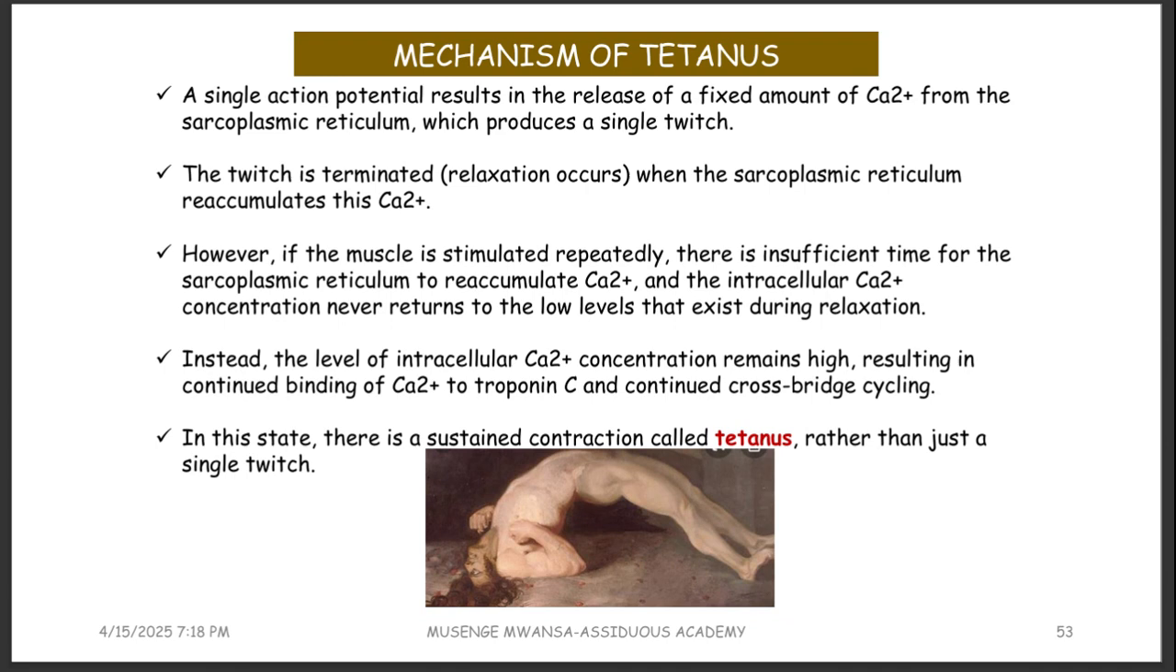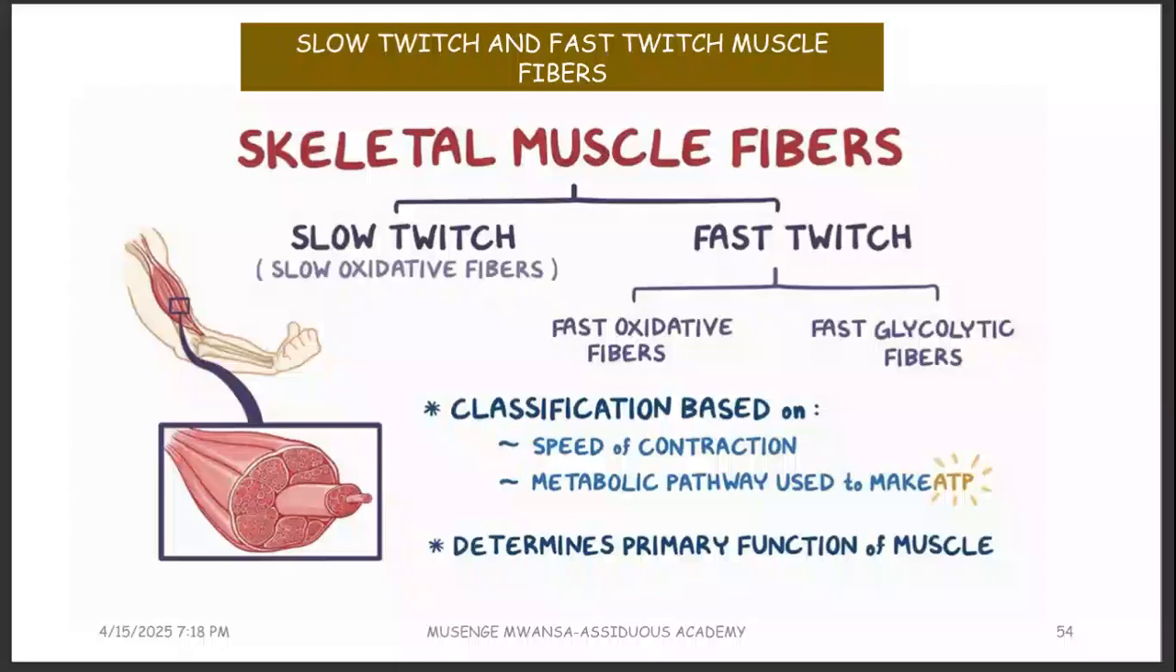And so relaxation will not be able to happen. The levels of calcium will remain high in the cytoplasm, the calcium will still be bound to troponin C, and that means that the cross bridges will continue forming. In that state, there is sustained contraction, and that's what is known as tetanus. Okay, that's tetanus.